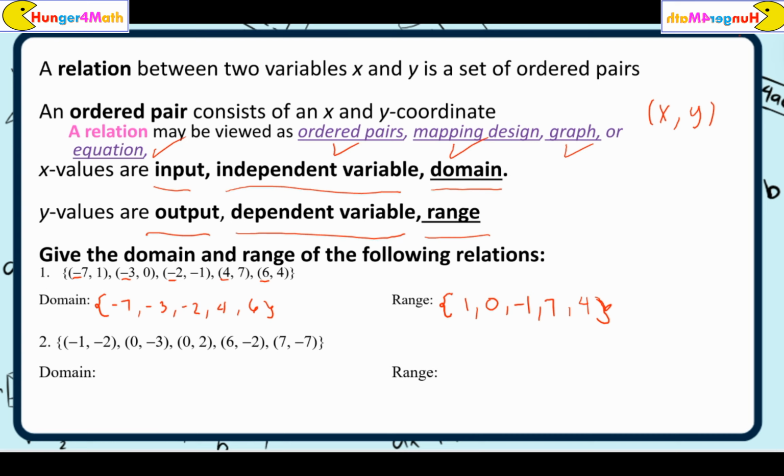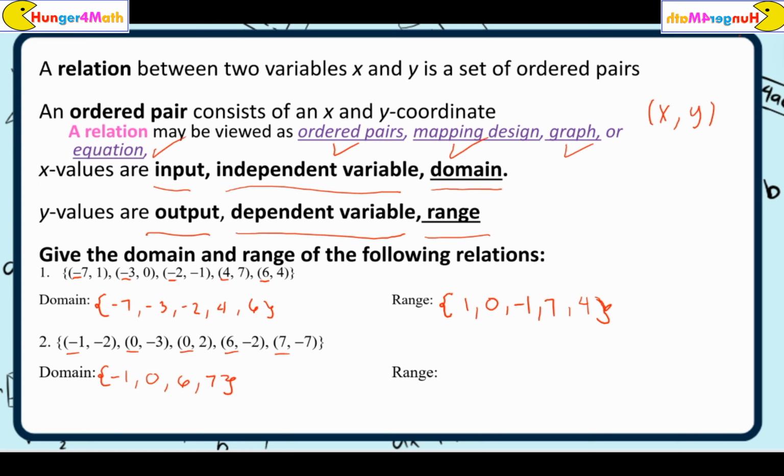For the second relation, the domains are, once again, the first numbers of the ordered pairs, and that will be -1, 0. Now, since the 0 is repeated, we don't have to write the 0 once more. We can just write it once. That represents both of them. Then 6 and 7. So these are the domains.